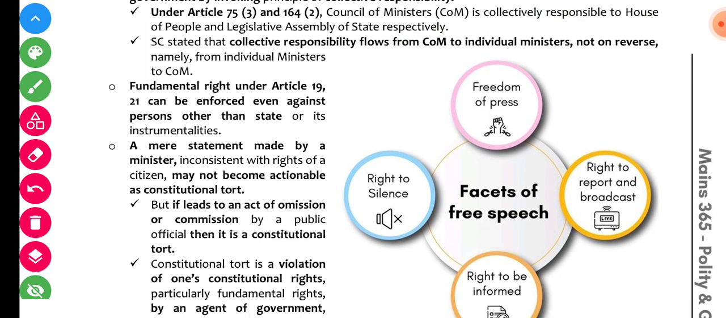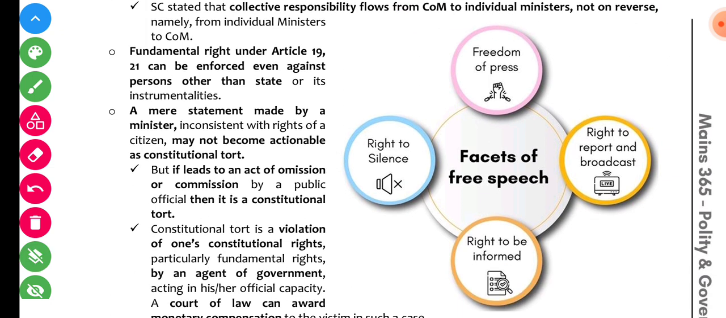Okay, and fundamental rights under Article 19 and 21 can be enforced even against persons other than the state or its instrumentalities. So Article 19 and Article 21. Under Article 19, the freedom of speech and expression is subject to reasonable restrictions, and Article 21, the right to life and personal liberty, can be enforced against an individual as well as against the state.